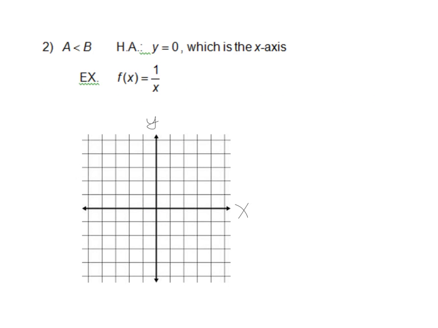The second situation would be if A is less than B. When that happens, the horizontal asymptote is y equals 0, which is the x-axis.